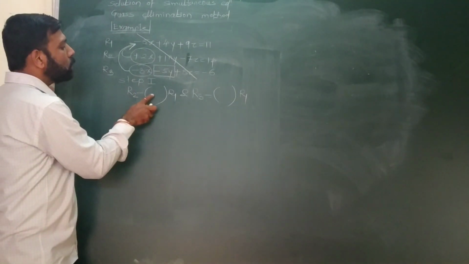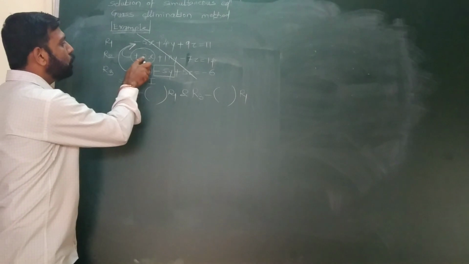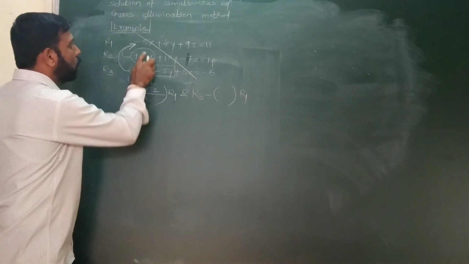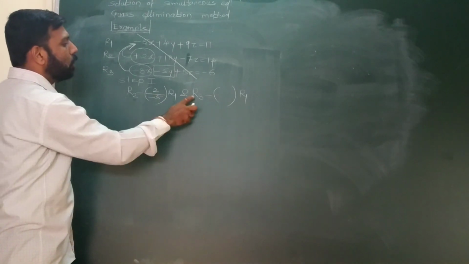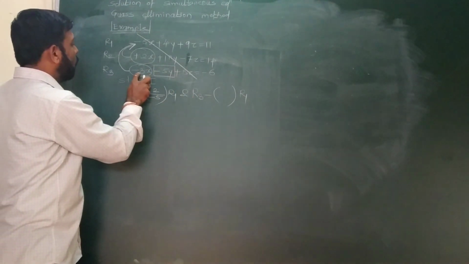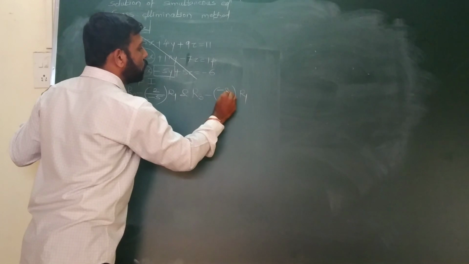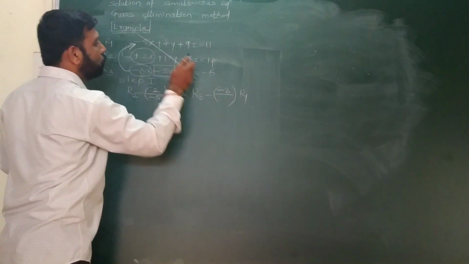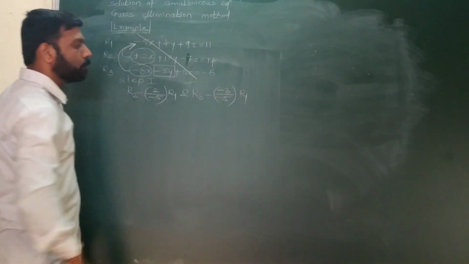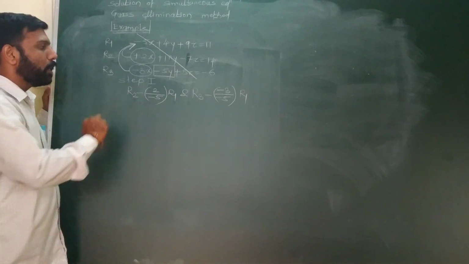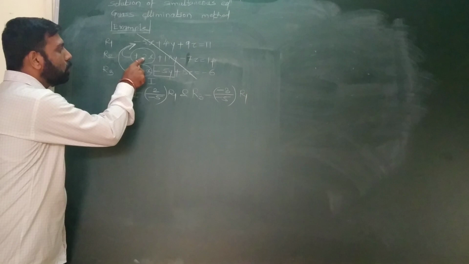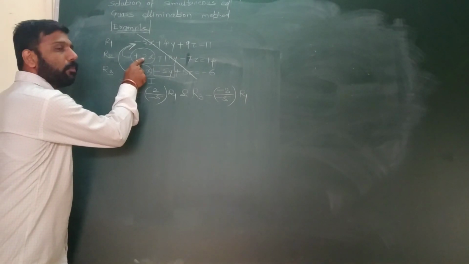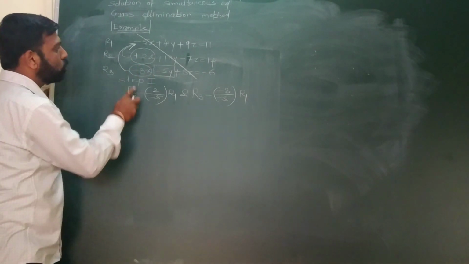Now for this multiplying factor, the R2 coefficient 2 is divided by the R1 coefficient minus 5. Similarly, for this, the R3 coefficient minus 3 upon the R1 coefficient minus 5. So these two operations we have written here. Now we will tally this, whether this element really becomes 0 or not. Okay?